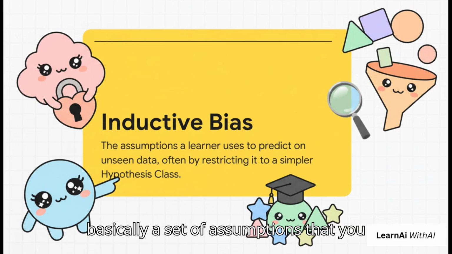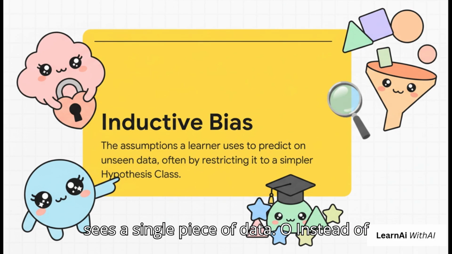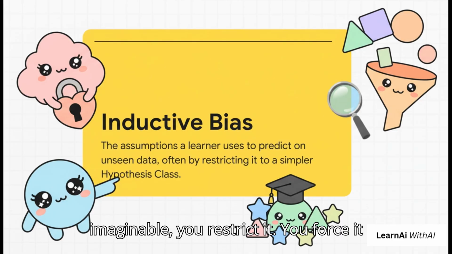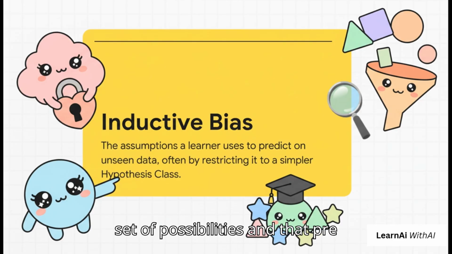It's basically a set of assumptions that you build into the learner before it ever sees a single piece of data. So instead of letting it search through every rule imaginable, you restrict it. You force it to only look within a smaller, simpler set of possibilities. And that pre-approved set of rules, that's our hypothesis class.